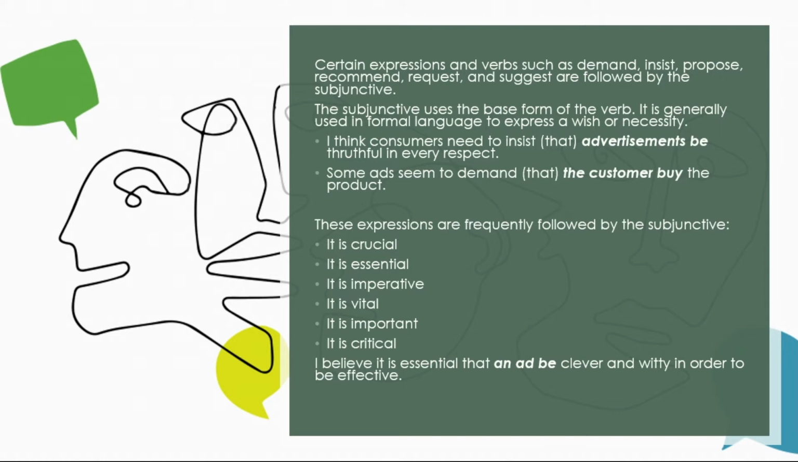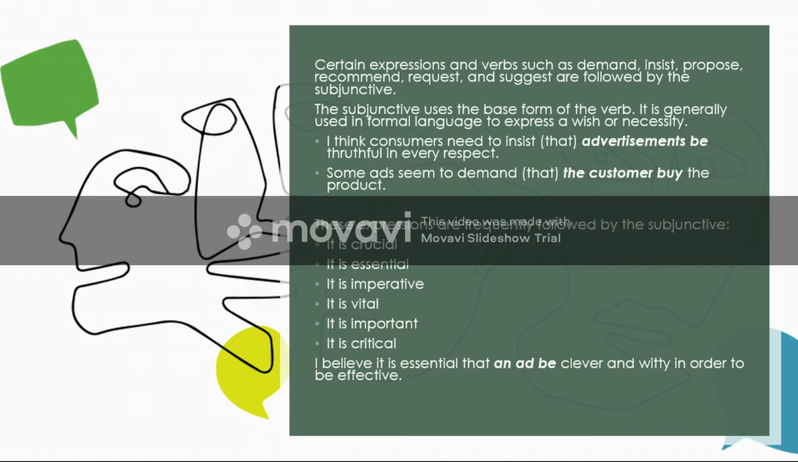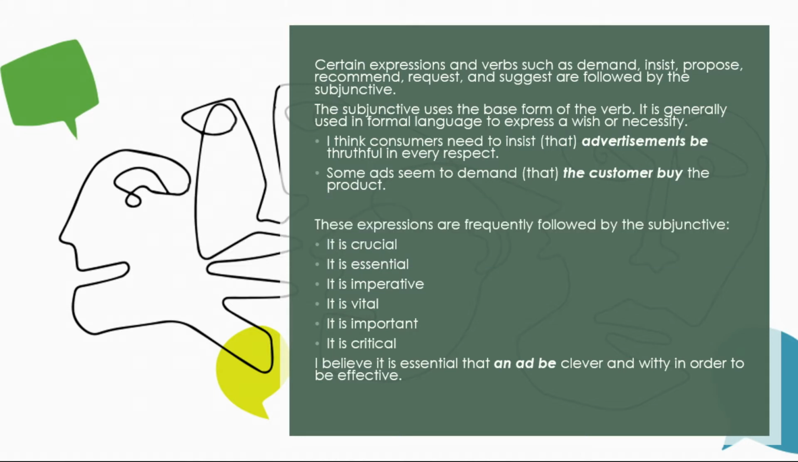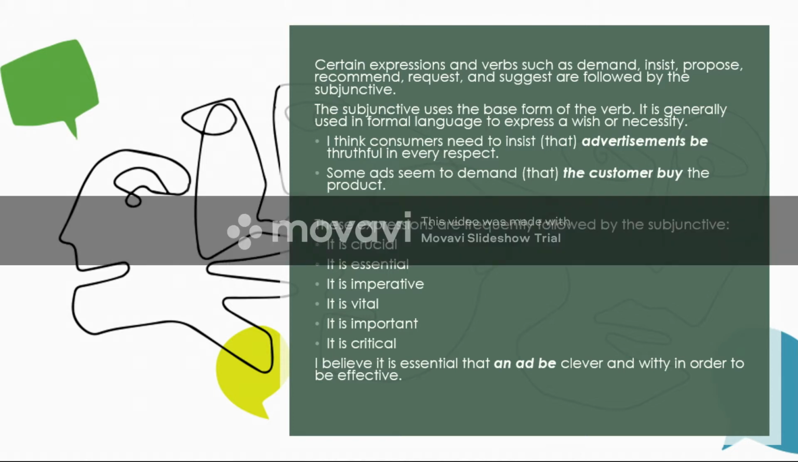Okay, let's continue. We will read the grammar box on page 67. Let's start. Ready? Okay. Certain expressions and verbs such as demand, insist, propose, recommend, request, and suggest are followed by the subjunctive. The subjunctive uses the base form of the verb. It is generally used in formal language to express a wish or necessity.